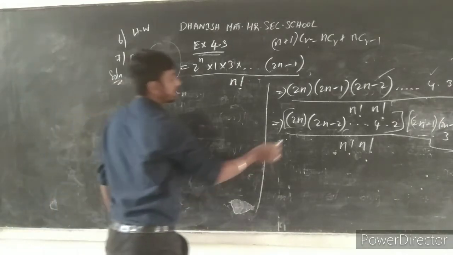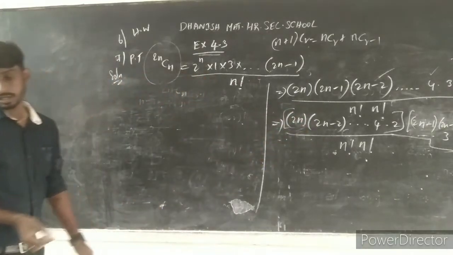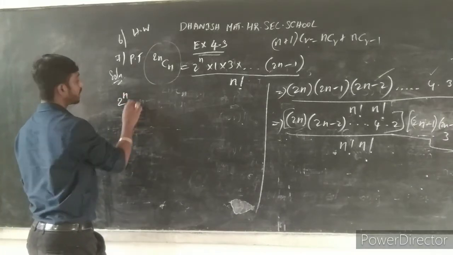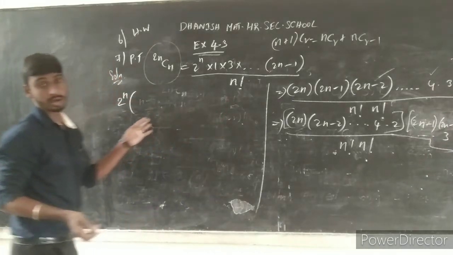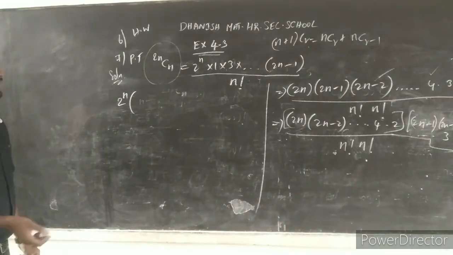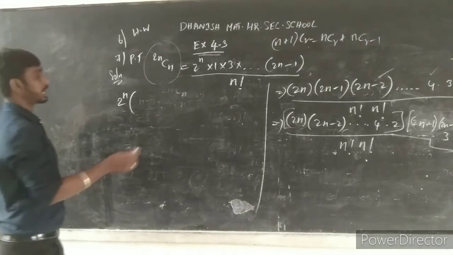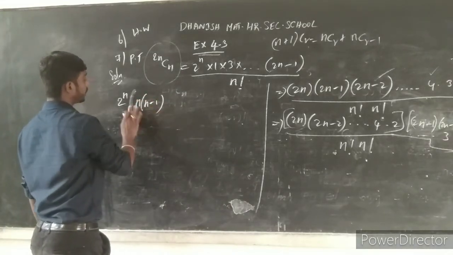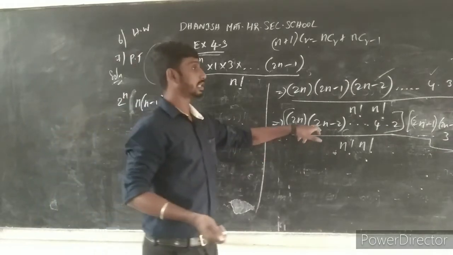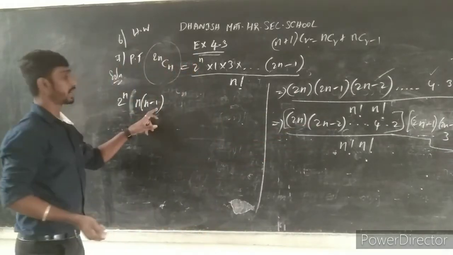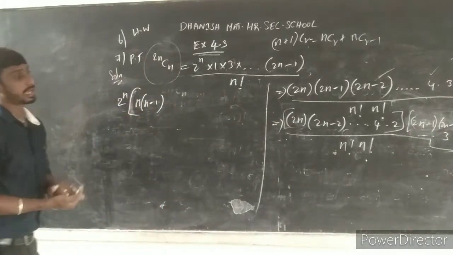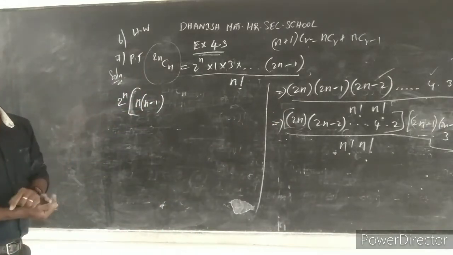You will take 2n common from this equation. So 2n will be gone. What is the remaining value? That is n into n minus 1, into n minus 1. Here we will be getting 2 gone, this one n minus 1. So we are taking 2 here. So n into n minus 1.